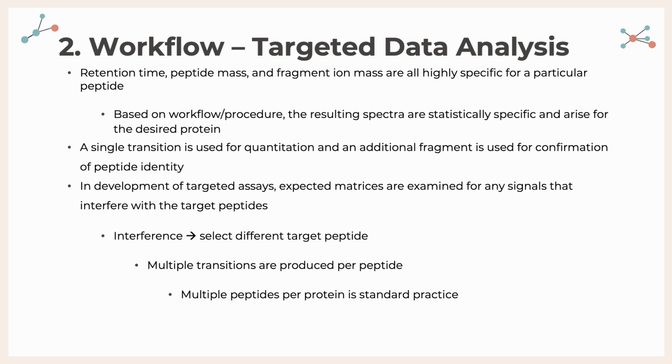One thing to note here is the second and third point on the slide. A single transition is used for quantitation, and an additional fragment is used for confirmation of peptide identity. So that essentially means that you can use a single transition, so a single small fragment, to identify how much of that protein was in there. But then to confirm the identity of the peptide, you have to use another amino acid or fragment or transition from that same peptide chain to confirm that, hey, this is the same peptide instead of a separate peptide.